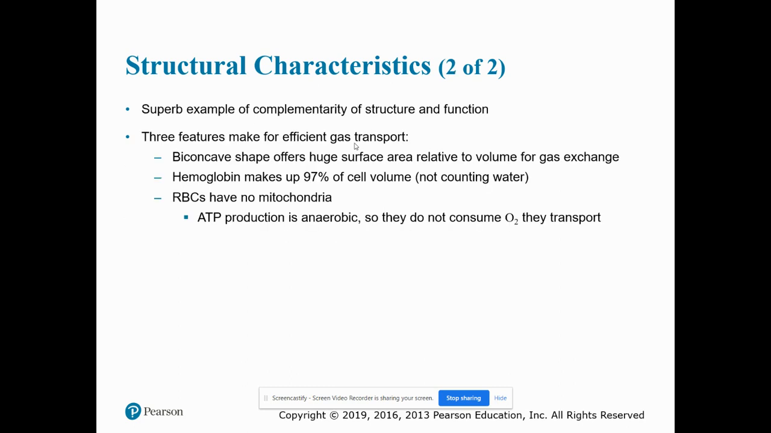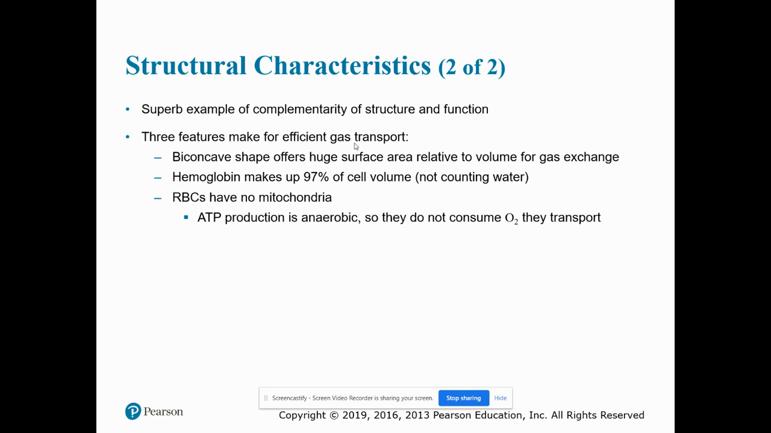Now, in AMP1, we talked a lot about how we study anatomy and physiology together because structure and function are complementary of each other. And a red blood cell is an awesome, superb example of complementary structure and function. There are 3 things that make it efficient for gas transport. That biconcave shape that I mentioned a moment ago gives it a huge surface area relative to volume for gas exchange. Hemoglobin makes up about 97% of the cell volume, not counting water.